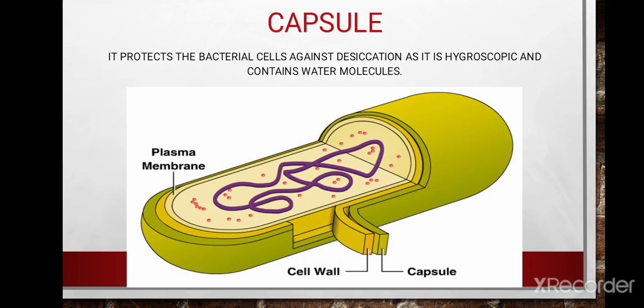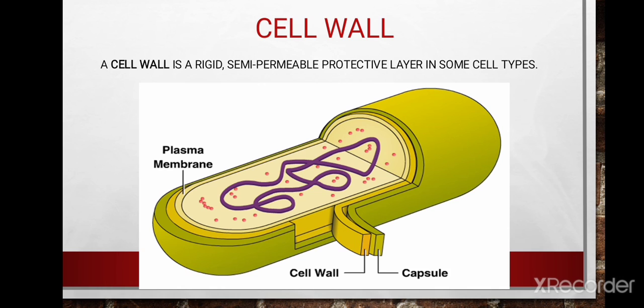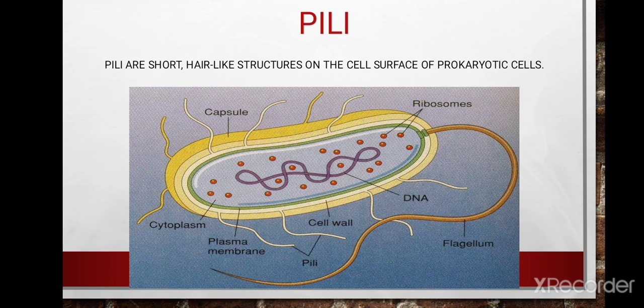The job of the capsule is to protect the bacterial cells against desiccation, as it is hygroscopic and contains water molecules. As you can see in the picture, that's the image of the capsule. And inside the capsule, there's a cell wall. It is a rigid, semi-permeable protective layer in some cell types. Lastly is the pili. Pili are short, hair-like structures on the cell surface of prokaryotic cells. That's our pili, the image of pili.